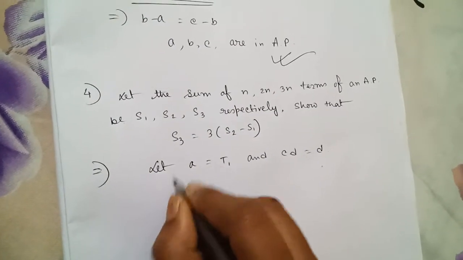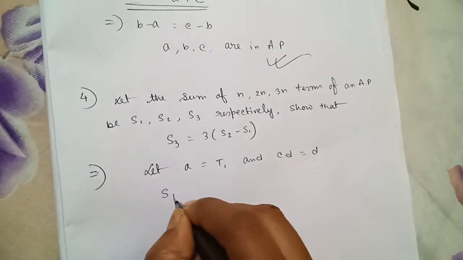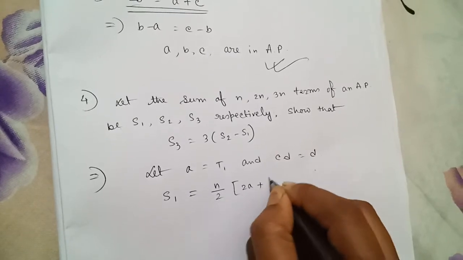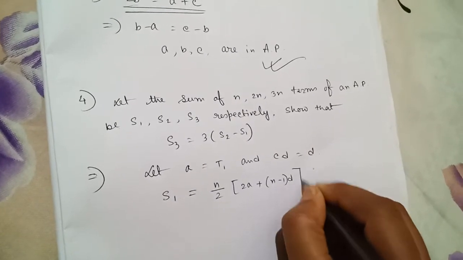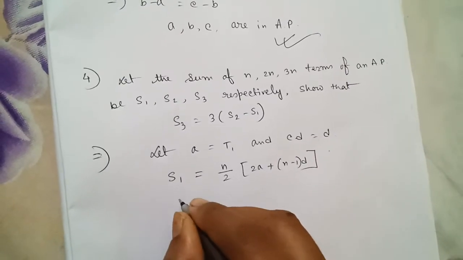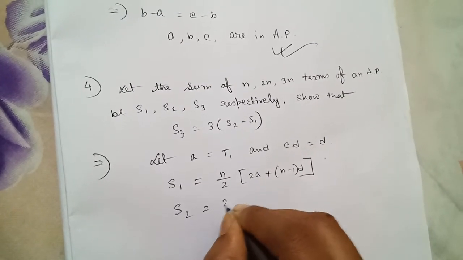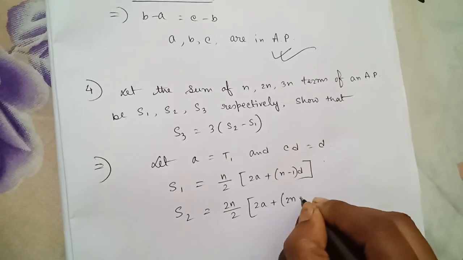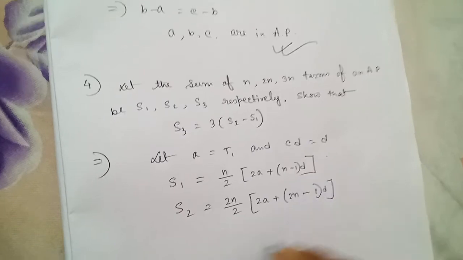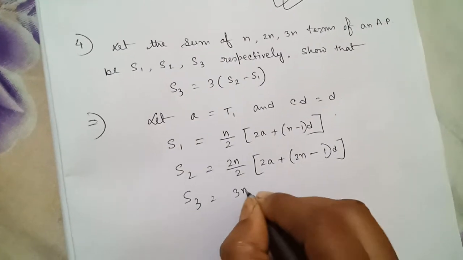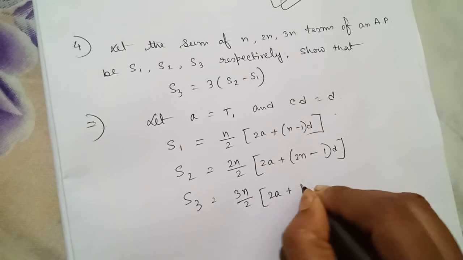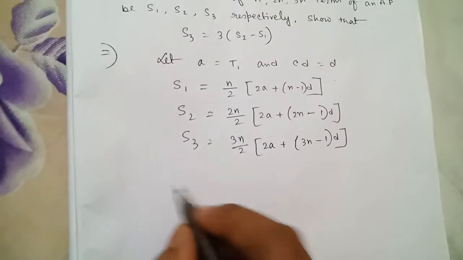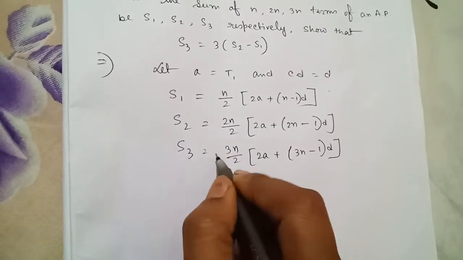From the given question, S1 is equal to n by 2 into 2a plus n minus 1 into d, because it's the sum of n terms. S2 equals the sum of 2n terms, that means 2n by 2, 2a plus 2n minus 1 into d, and S3 equals 3n terms, that means 3n by 2, 2a plus 3n minus 1 into d. Now S1, S2, S3 we have got.